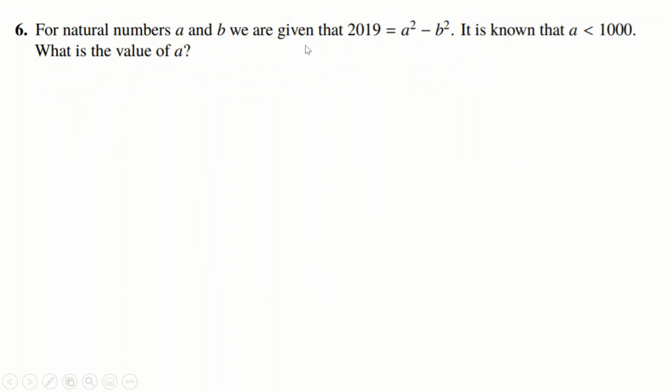Okay, number 6. As soon as you see this, you do this: you factorize. Just do it as soon as you see this, at all times. So factorize this. This is 2019 equals this times that.